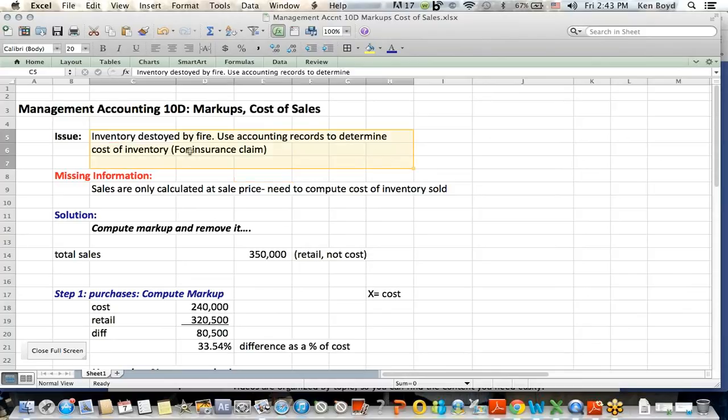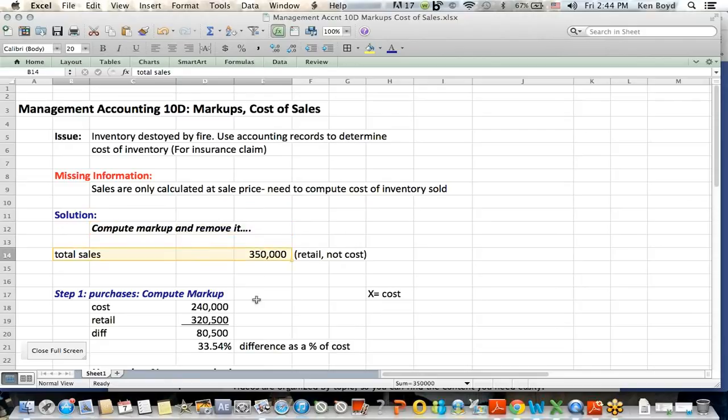Let's say that you own a company and the inventory is destroyed by fire. And we need to use the accounting records to determine the cost of the inventory to file an insurance claim. But there's missing information because on the items that you sold, you only have the dollar amount at sale price. You don't have the cost of the inventory sold, which is what you need to calculate the cost of your ending inventory, because after all, that's the amount that was destroyed in the fire. So the solution is to compute the markup on those goods that were sold and remove it so you can get back to the cost of what you sold.